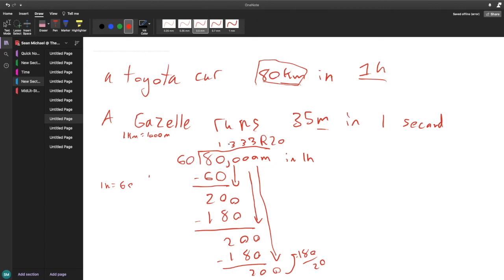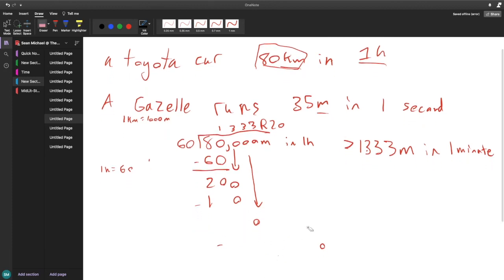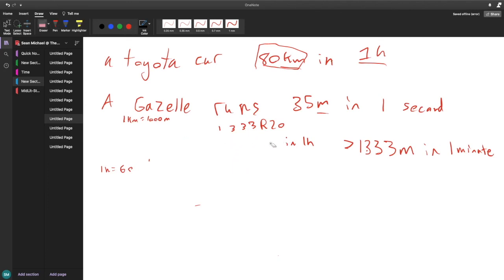So this is how many meters the car moves in 1 minute, right? So it moves 1,333 meters in 1 minute. So we've got this one up to scratch. This is for the car. Now, what we want to do is erase a lot of this quickly, just so that we can do our next bit of math.